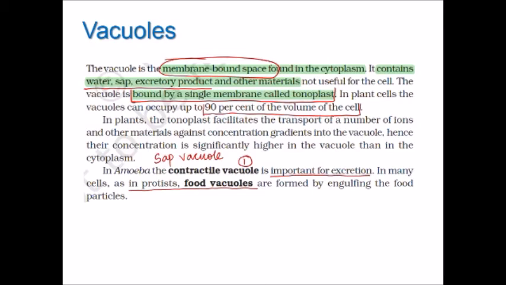Remember that it is a membrane-bound organelle. It contains water, sap, excretory products. It is surrounded by a single membrane, and this membrane is called tonoplast. In plant cells, vacuoles are very large in size. Up to 90% of the cell volume will be taken by vacuoles. In plants, the vacuole is called a sap vacuole, which provides turgidity. In amoeba, there are two types of vacuoles, contractile vacuole and food vacuole. Contractile vacuole mainly helps in excretion or osmoregulation.